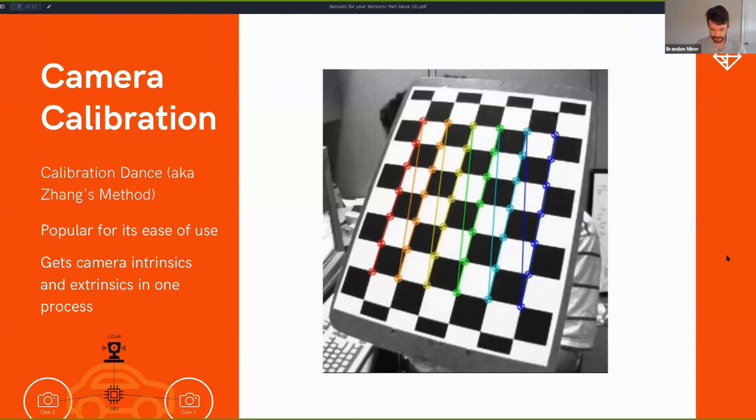I'm pretty familiar with circles. I would recommend Charuco, though. It's a pretty powerful tool. But you know, at the very end of the day, if you have a checkerboard, it works, which is one of the magic.